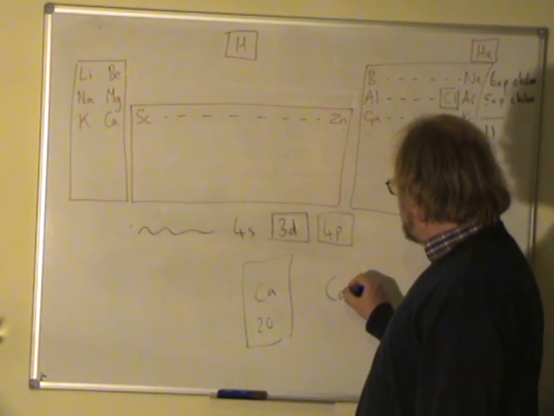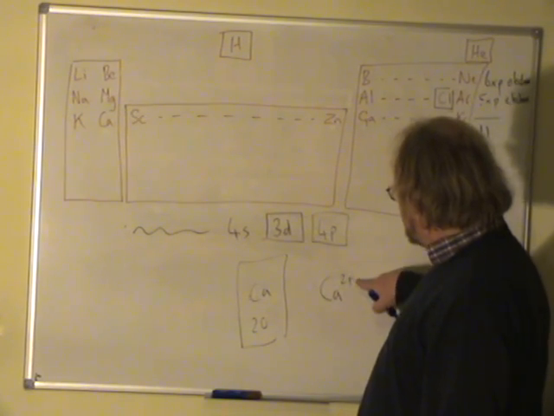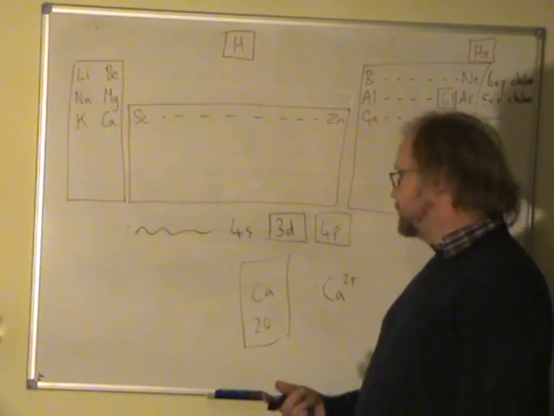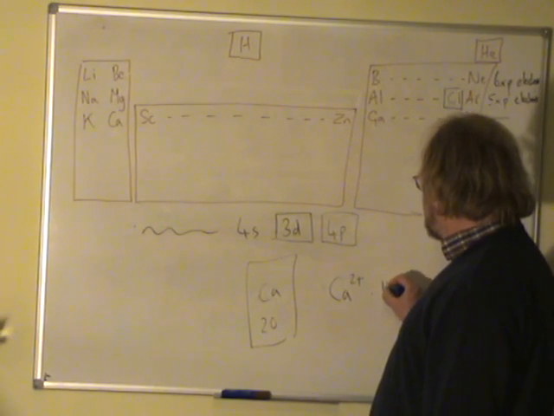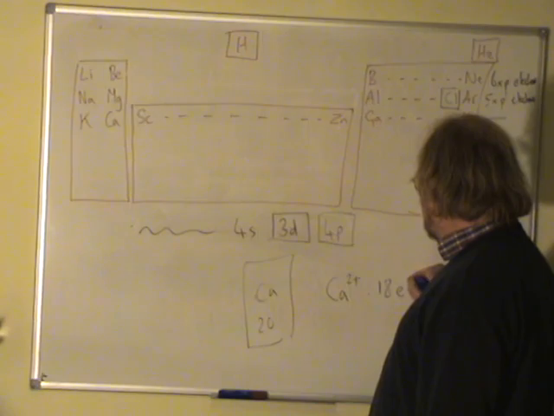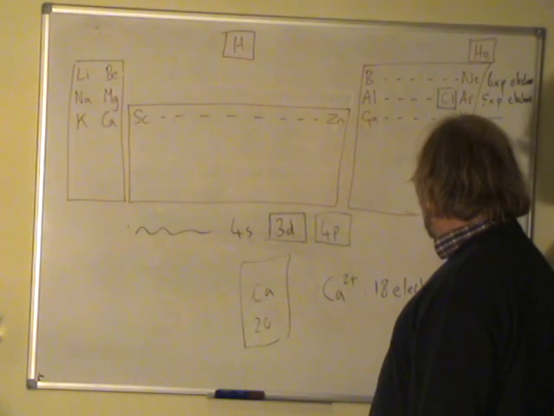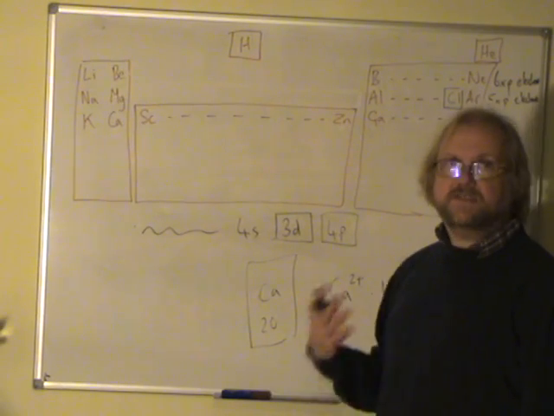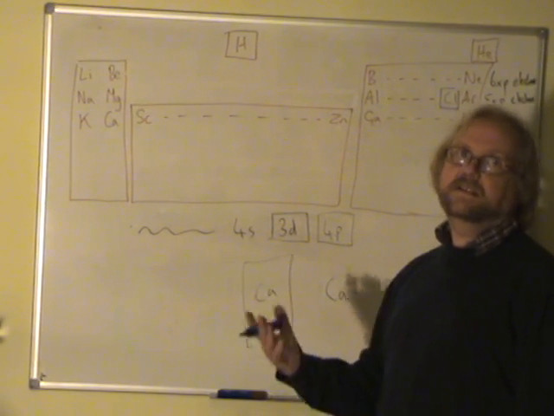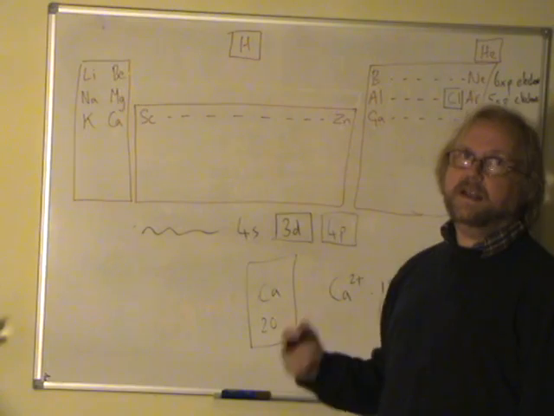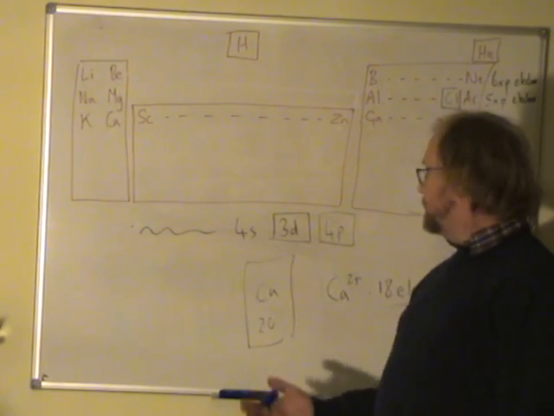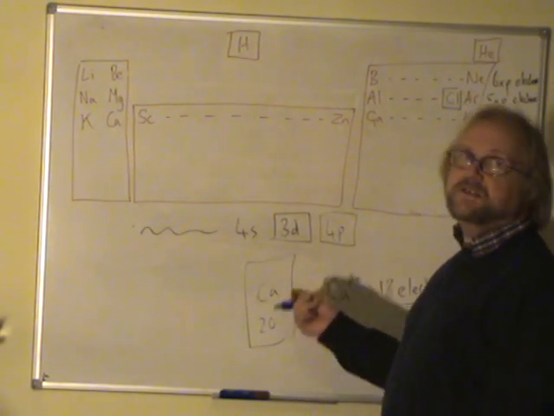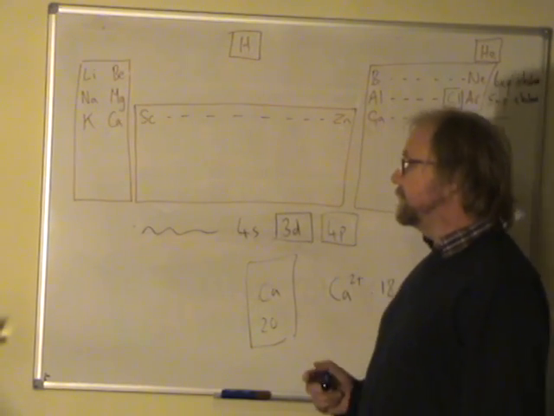So calcium 2+, the 2+ means it's lost 2 electrons. And so the answer is that it has 18 electrons. It's very important you remember that the plus means it's lost electrons, because electrons are negatively charged things. So every time you take one away, the thing becomes more positive. So 2 plus means 2 fewer electrons than it would normally have, so 18.